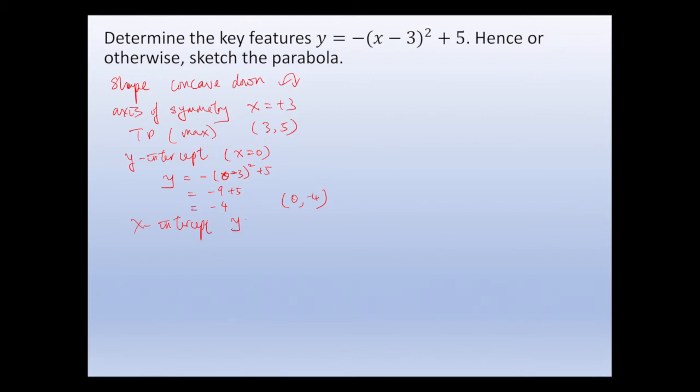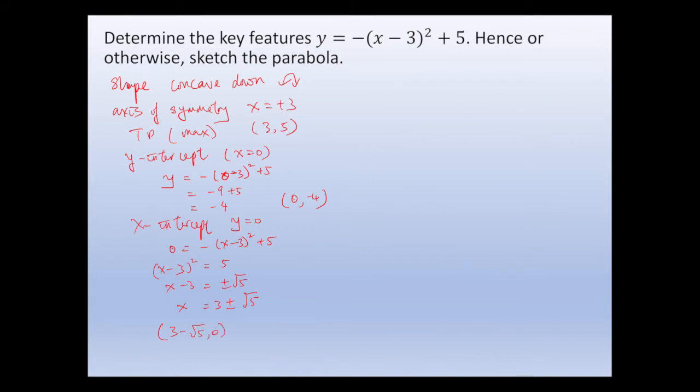Now for the x-intercept, this is when y equals 0. So now let's have a look. 0 equals minus (x minus 3) all squared plus 5. And we can move the minus (x minus 3) all squared to the left-hand side, and it will become (x minus 3) all squared equals 5, because I added (x minus 3) squared to both sides. So x minus 3 equals plus or minus the square root of 5, and x therefore equals 3 plus or minus the square root of 5.